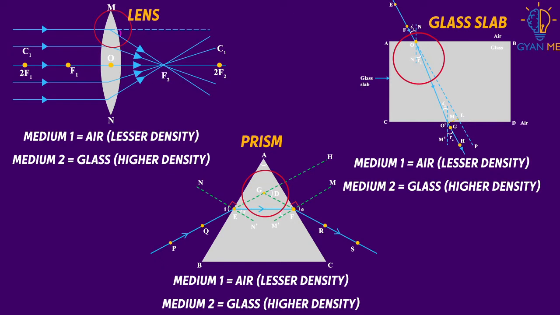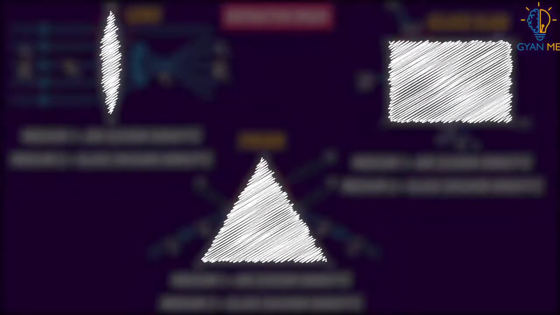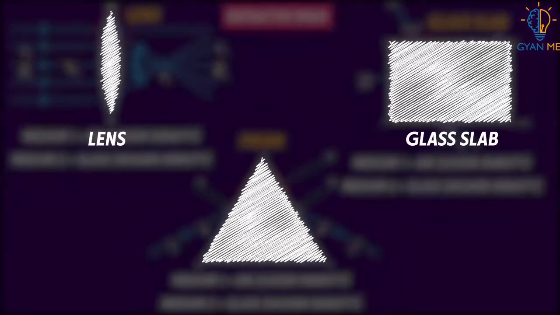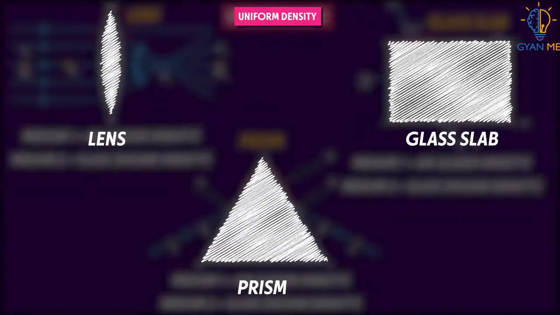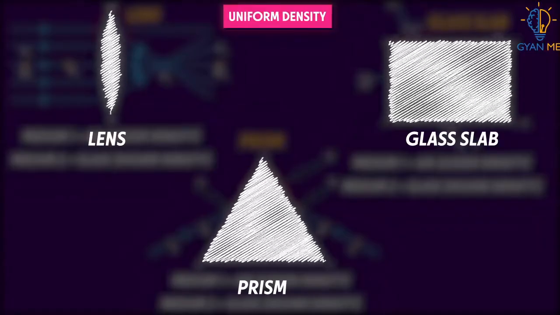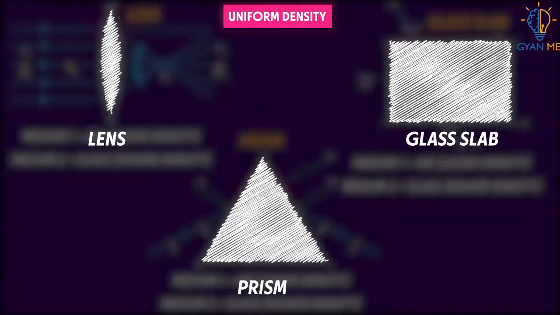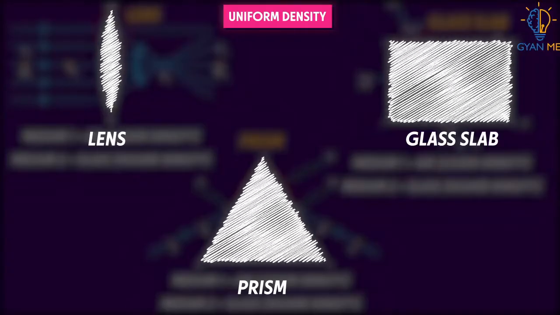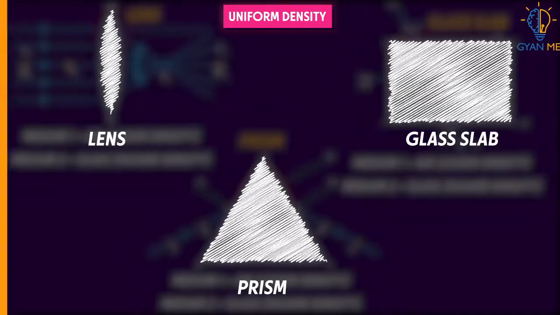In simple words, how much the speed of light changes or how much it bends depends on the refractive index of that medium. So till now we have seen objects like slabs, lenses or prisms whose density is uniform throughout the medium. And hence the amount of bending or refraction is uniform.